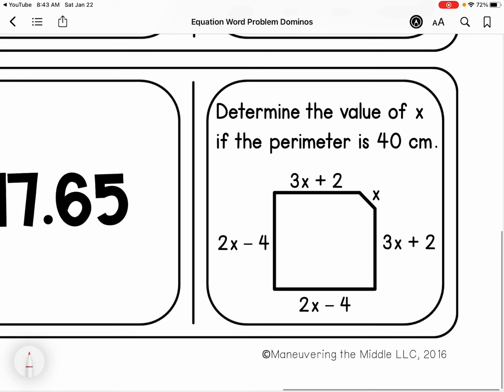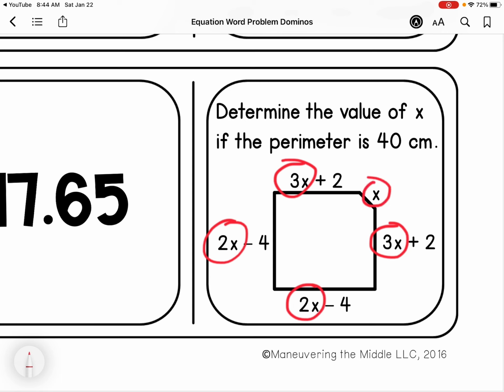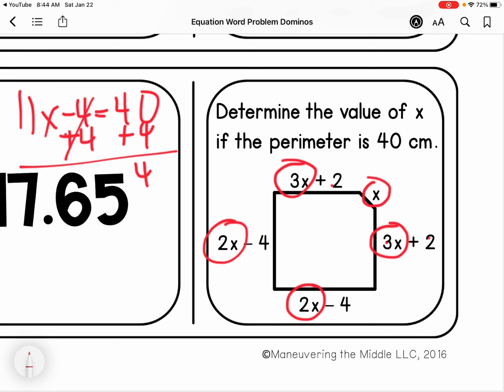All right, last one. I already set up this equation for you on your domino. So that was 2, 6, 10, 11. So you had 11x. And then 240 minus 4 equals 40. So you added 4 to each side and got 44 equals 11x. Divide by 11. X equals 4.